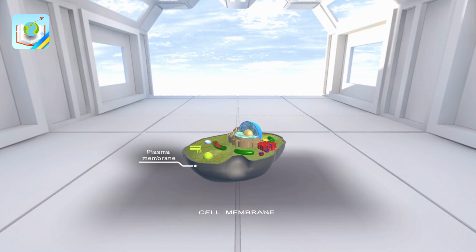Membrane composition: lipids, about 40%, mainly phospholipids and cholesterol. Carbohydrates, 2 to 4%, as a part of lipids and glycoproteins. And proteins, about 60%.